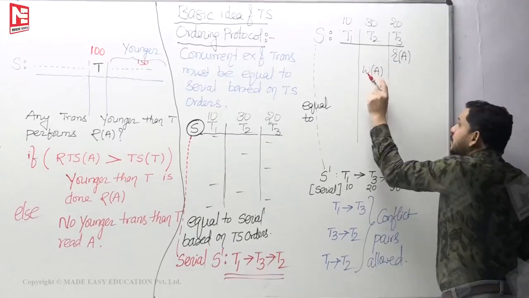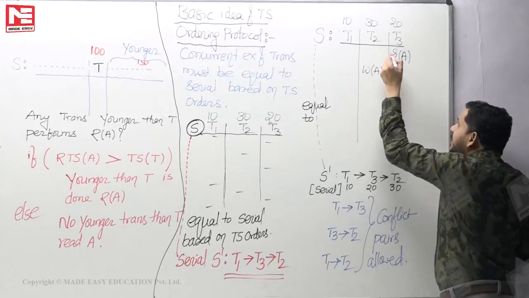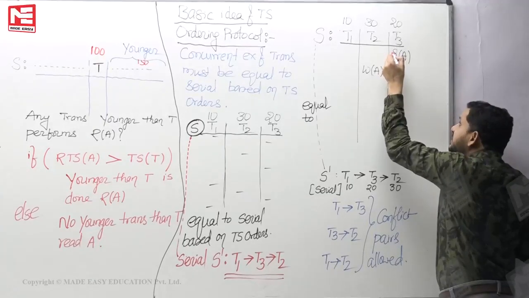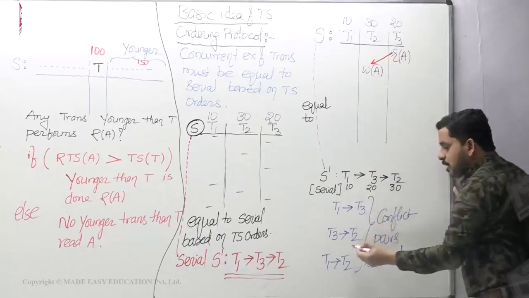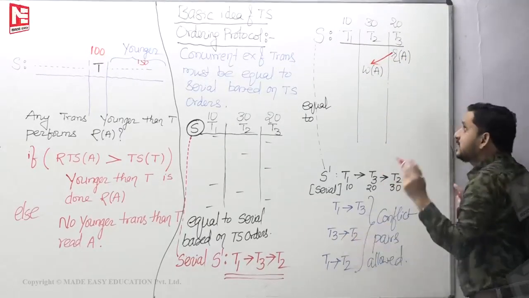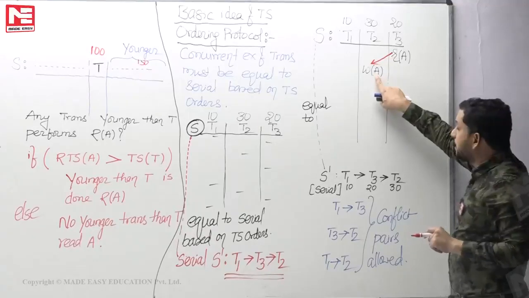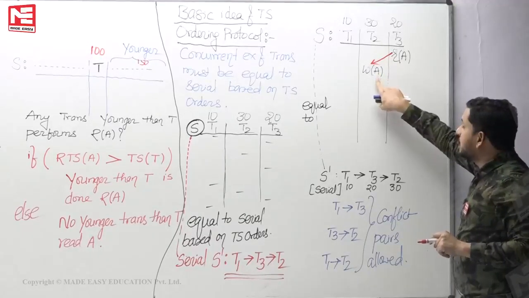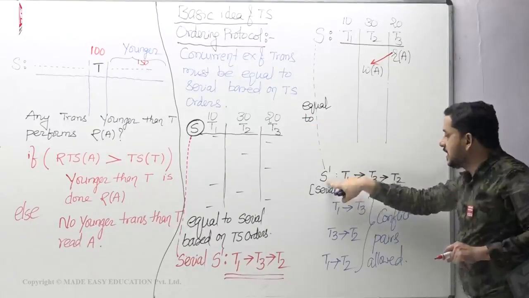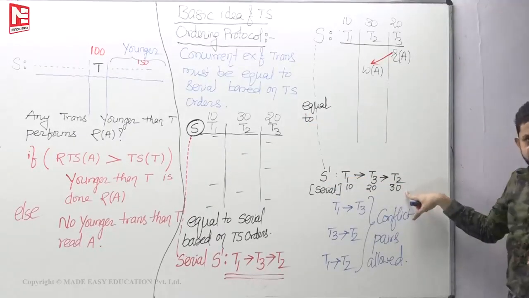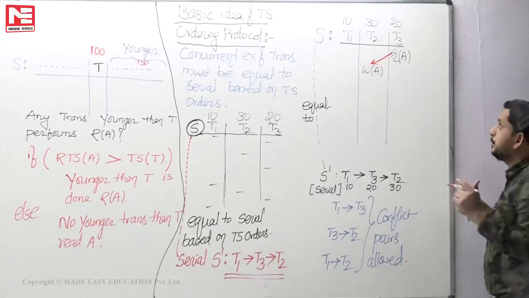If you observe, if you allow this conflict pair, then the conflict pair precedence is T3 precedes T2. T3 precedes T2, and this conflict pair is allowed. Even if you allow this operation, the schedule is still equal to the serial based on timestamp order. So it is allowed.